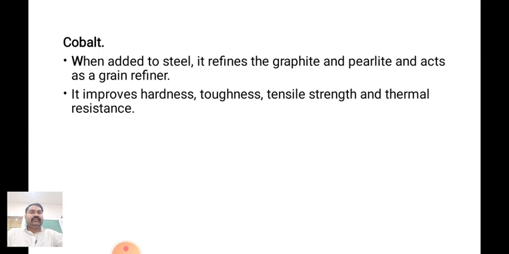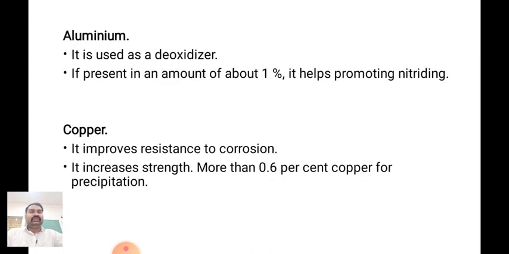It improves the hardness, toughness, tensile strength, and thermal resistance. These are the different properties achieved by the addition of cobalt in the steel. Then next is aluminium. It is used as a deoxidizer. Deoxidizer means that the oxidation of the steel will be prevented by the addition of aluminium, because aluminium has greater corrosion resistance and wear resistance also. If present in an amount of 1%, it helps promote nitriding.